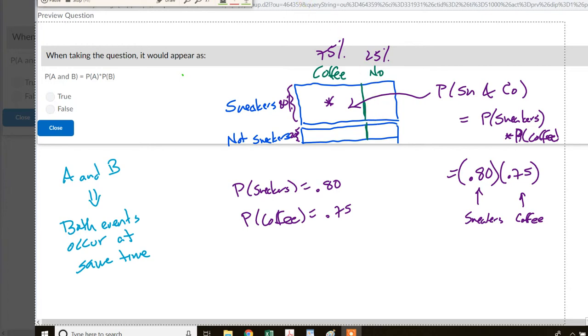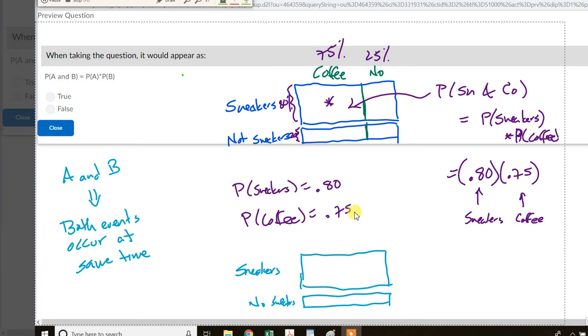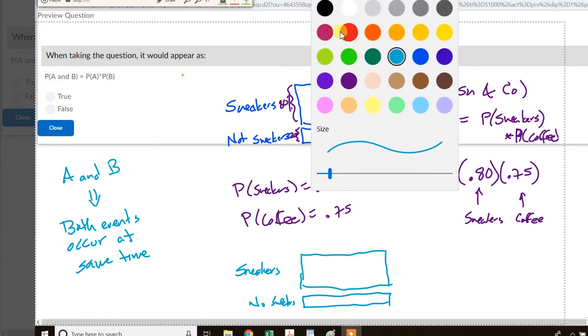But let's look at a different scenario. Let's look at sneakers again. Okay, so here's sneakers again. Sorry for the noise effect there. Okay, so here's sneakers. No sneakers. Okay, and now let's look at a t-shirt. Do you wear a t-shirt to class?